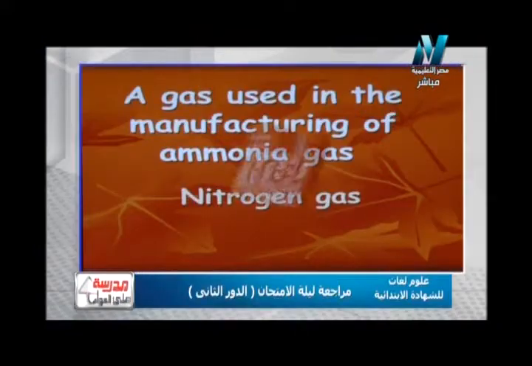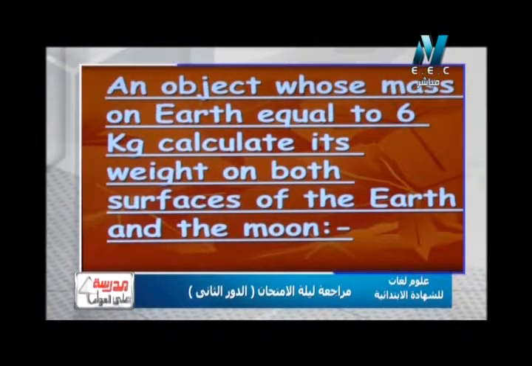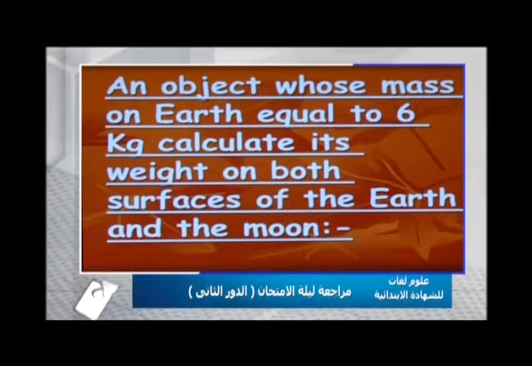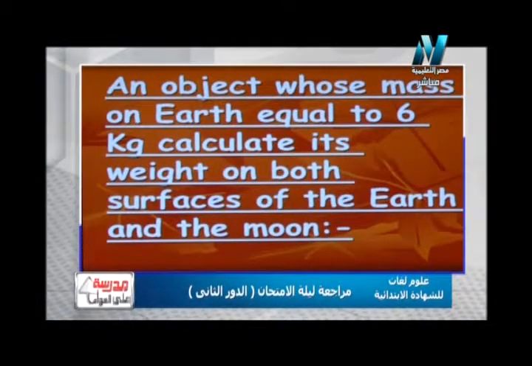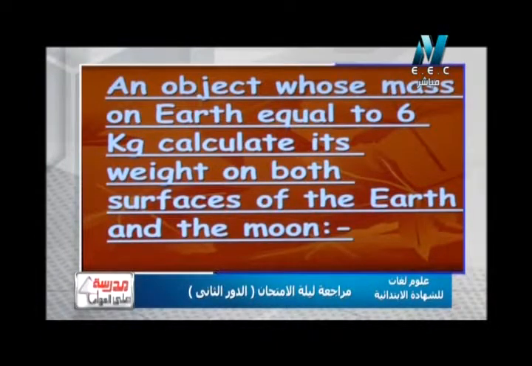Another question. The question says an object whose mass on Earth equals 6 kilograms. So this is a problem of mass and weight, very important, and we know very well there is a secret rule, a secret triangle, that solves any mass or weight problem very easily. So again, an object whose mass is 6 kilograms, calculate its weight on both the surface of the Earth and the Moon. At first I will remind you how to answer the problem of mass and weight.